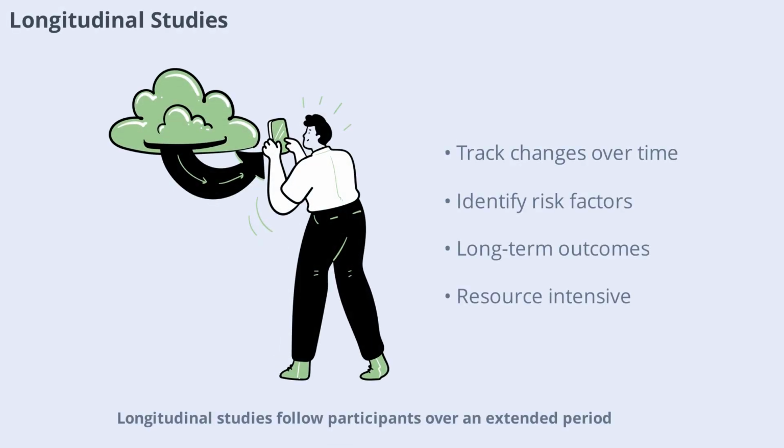Longitudinal studies follow participants over an extended period, sometimes years or even decades. This method is particularly valuable in abnormal psychology for tracking the development and course of mental disorders. By observing changes over time, researchers can identify risk factors, protective factors, and long-term outcomes. While longitudinal studies provide rich data, they require significant resources and are vulnerable to participant dropout, which can affect results.